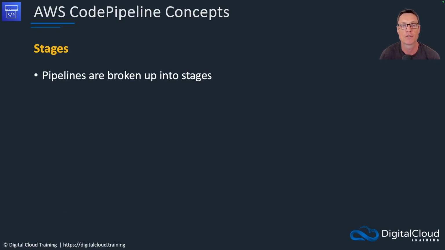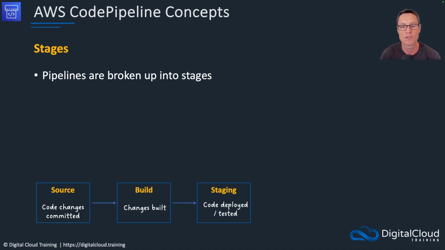Then we have stages. So pipelines are broken up into stages. For example, source, that is our source code repository where our code changes are committed. Then we have build, where our changes are built. So that can mean, for example, compiling our code, and it can also mean running some tests on the code as well. Then we've got staging, so the code is deployed and tested in a staging environment, for example. And we might add that stage before we go through to deployment to actual production. So we can build our own customized pipelines depending on our specific requirements.